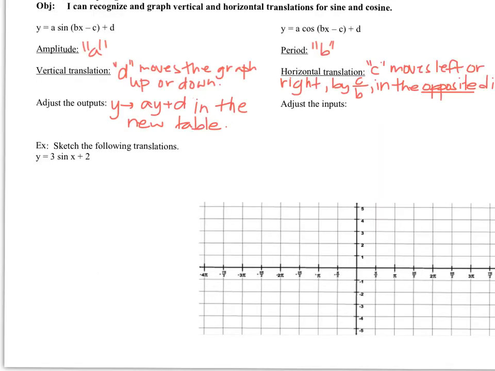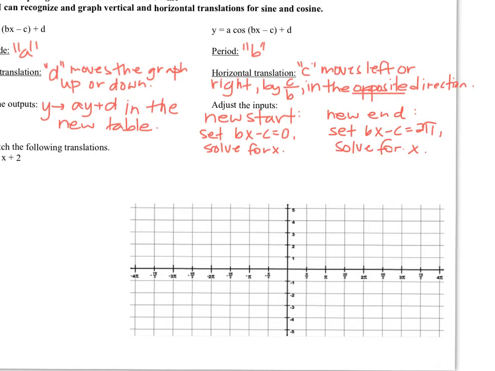The adjustment to your outputs, we're still going to model the a times y rule that we did in day 1. You're also going to either add or subtract d, the same sign. When we have a positive or negative, we're just going to say positive or negative in our new table. For the inputs, we have to find a new start and a new end point. When you have that change in c, if there's a c value being added or subtracted to the inside, we actually move the start value right or left.